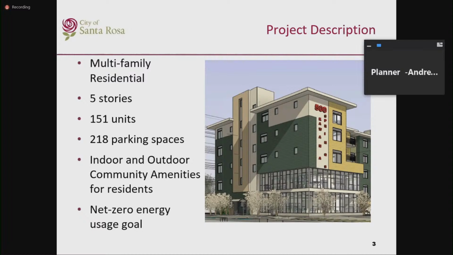A majority of those parking spaces would have solar canopy carports to provide for solar power generation, which would contribute to the project's net zero energy usage goal. There are indoor and outdoor community amenities for residents provided, including indoor exercise spaces, and then moving outdoors to a pool area, a children's play area, teen play area, and several adult lounge slash barbecue areas. Next slide, please.